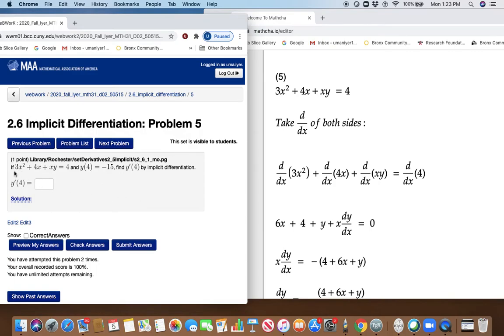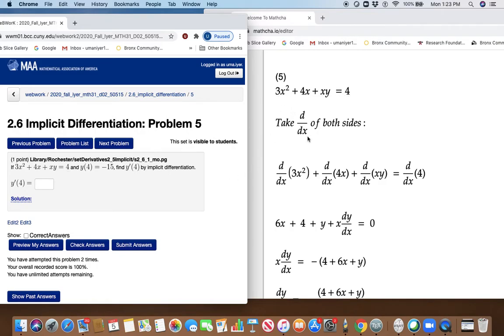Problem 5. If 3x squared plus 4x plus xy is 4 and y at 4 is negative 15, find y prime at 4. Okay, y prime means derivative of y with respect to x. So this is the x coordinate, this is the y coordinate. That's what they are telling us to begin with. Now, this is the equation of your curve.